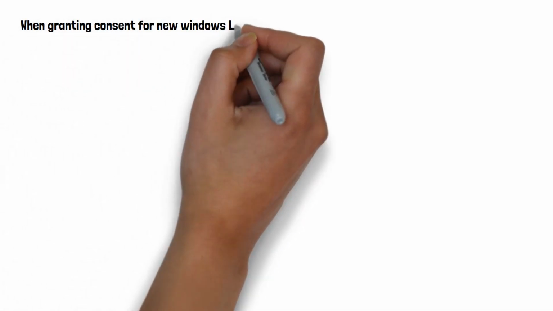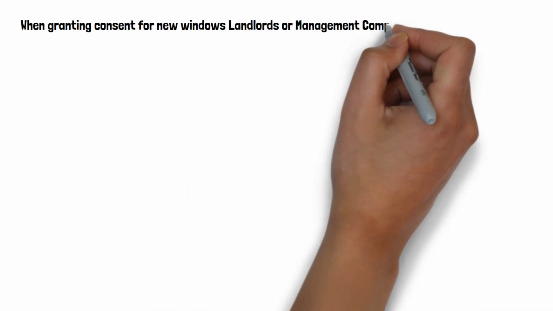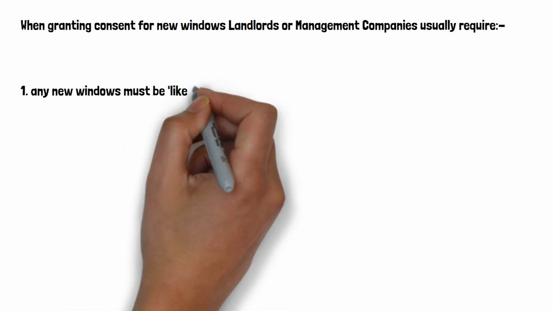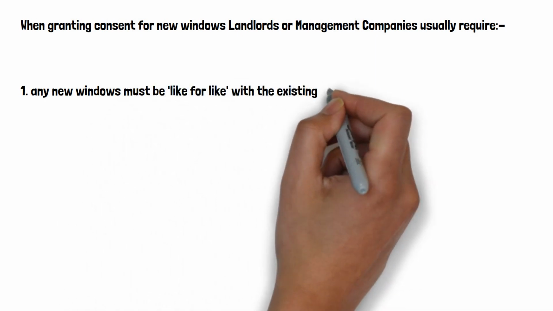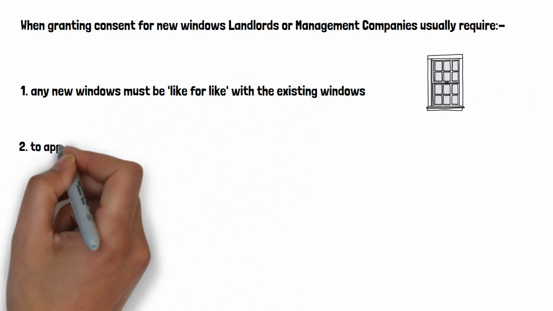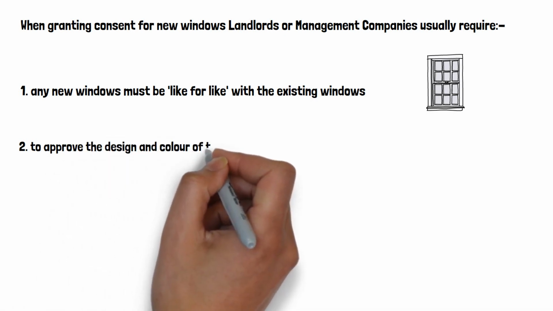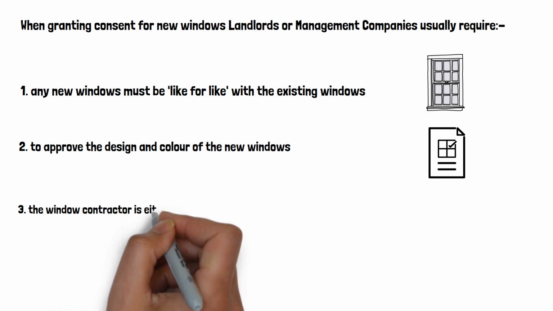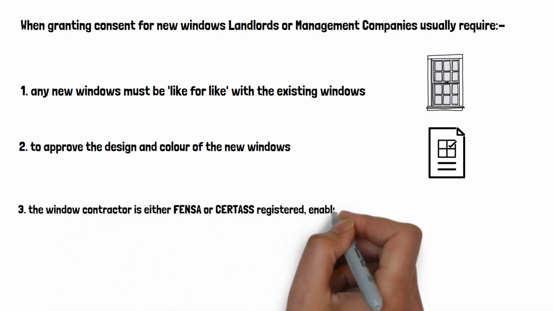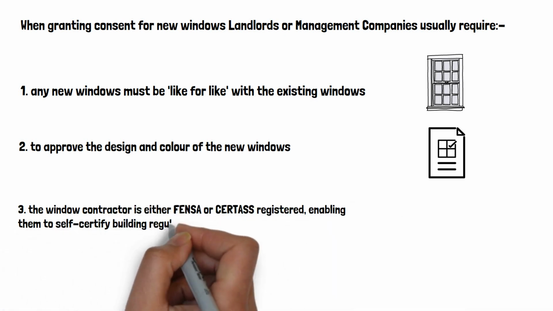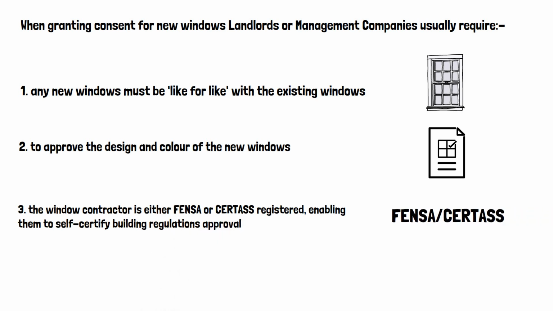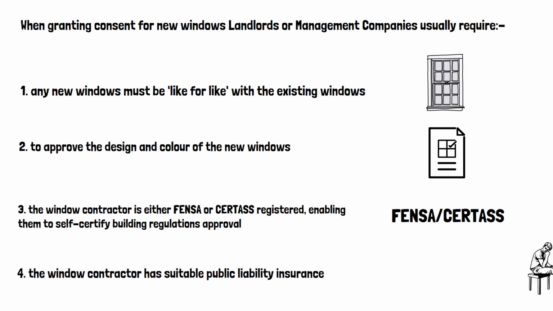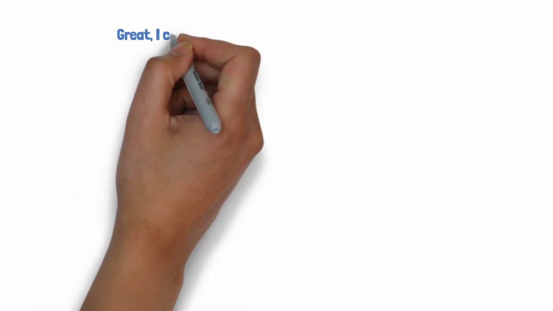When granting consent for new windows, landlords or management companies usually require: 1. Any new windows must be like for like with the existing windows. 2. To approve the design and color of the new windows. 3. The window contractor is either FENSA or Certass registered, enabling them to self-certify building regulations approval. 4. The window contractor has suitable public liability insurance.